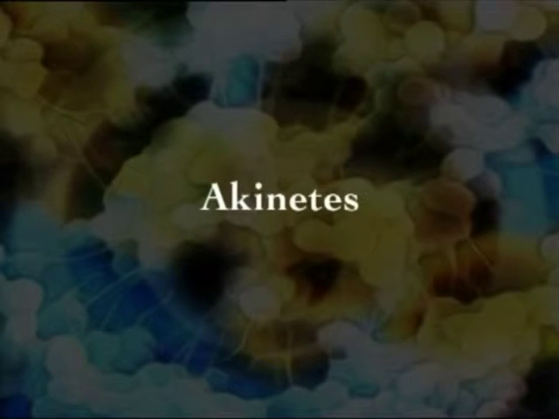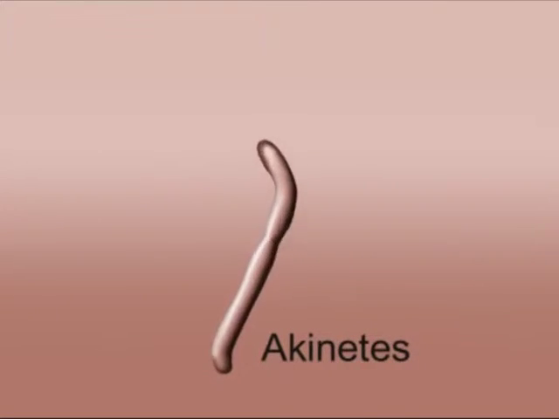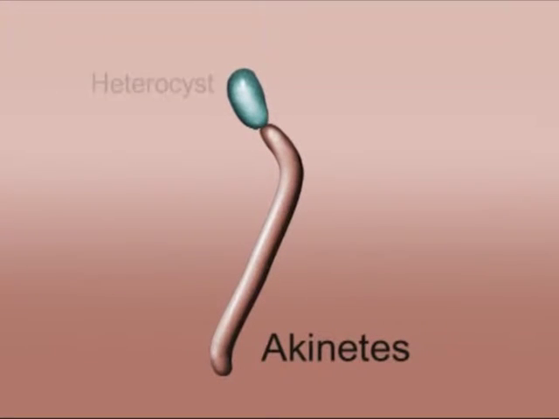Akinetes. These are formed in many cyanobacteria. Akinetes are thick-walled resistant cells with abundant food reserves, which are frequently developed singly next to the heterocyst. However, their position is variable, as in the case of Anabaena.